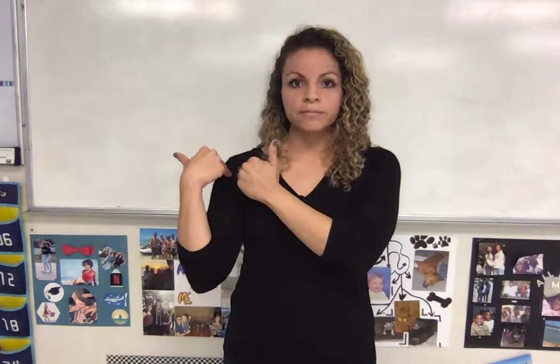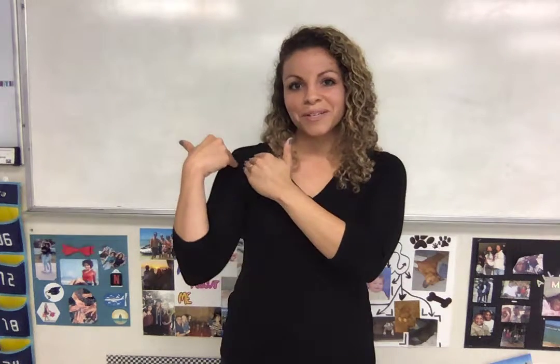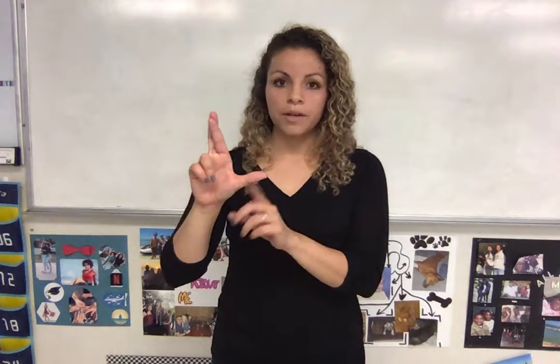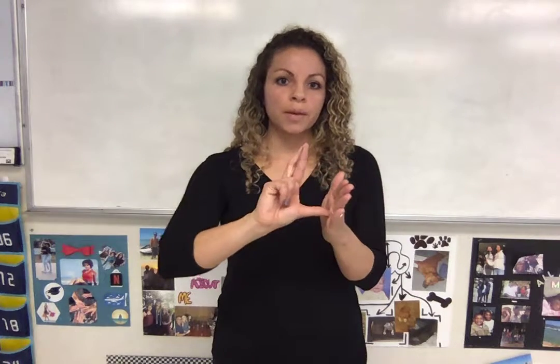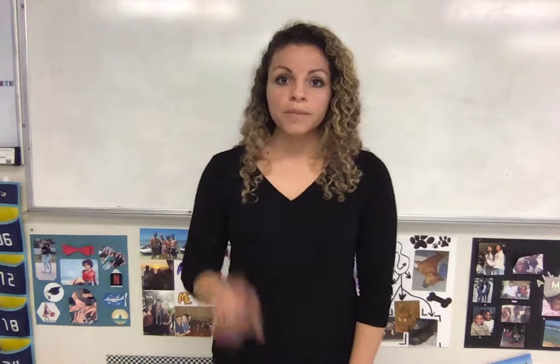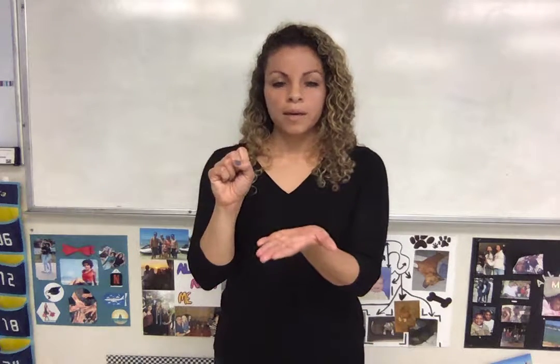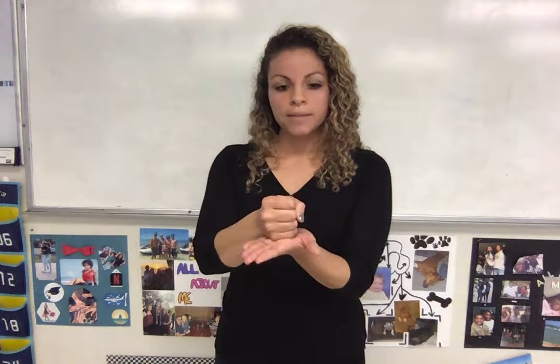Responsible or responsibility is 2 closed 5s at your dominant shoulder, and you just kind of slightly lower your shoulder. Review is with an R and your thumb out. Non-dominant hand is a closed 5, and you just bring it back towards you. Scholarship is an S in your dominant hand. Non-dominant is a closed 5, and you just tap the S.